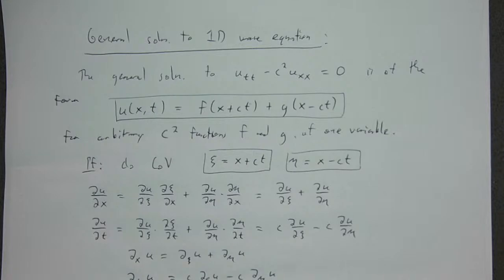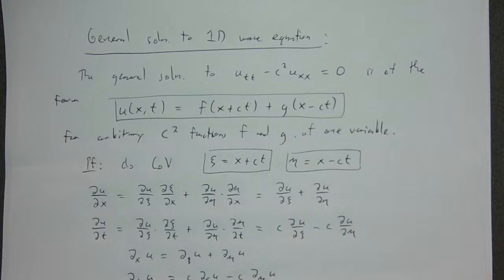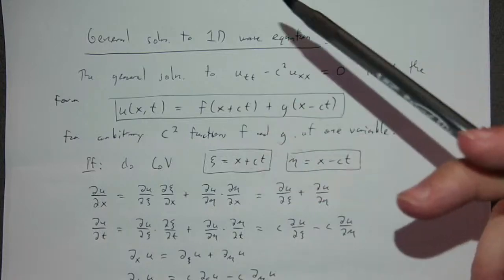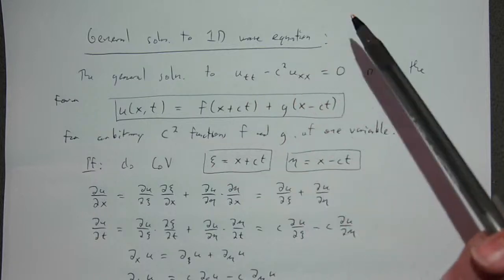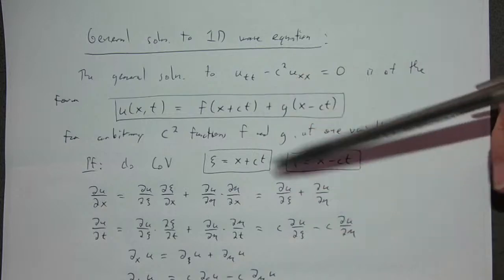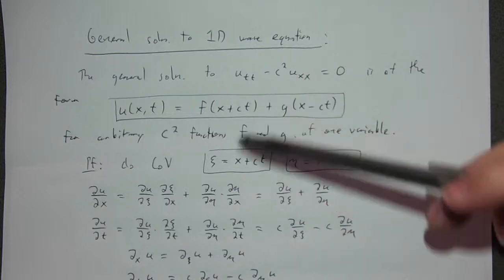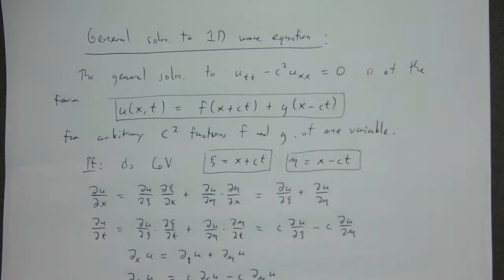Okay. All right. So then, of course, the other thing to notice, the bigger picture here, is that the solution to my wave equation is a sum of two solutions to two transport equations. One is a transport equation that moves to the right at speed c, and one moves to the left at speed c. And each signal keeps its shape as time changes.